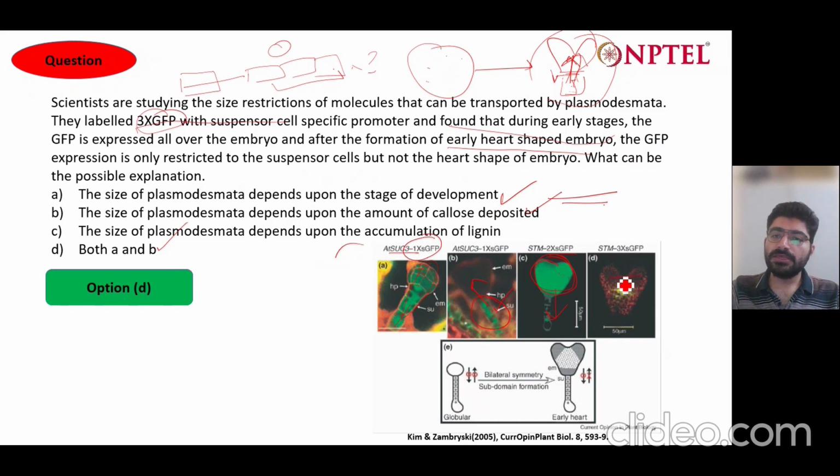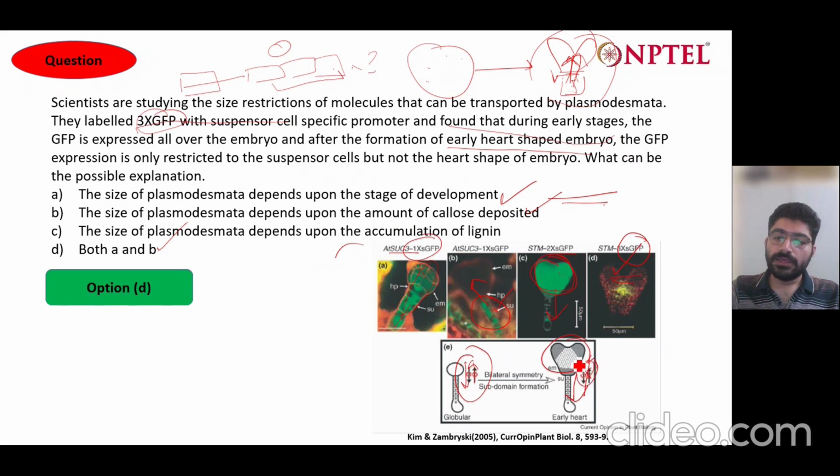And this is also the same case where we have used three times GFP in the heart shape of the embryo. So now this is the possible hypothesis that they are applying, that during the early stages, there is a movement between the upper part of the embryo and the suspensor cell. So either this way or this way, both the nutrients and particles move. But when the embryo develops and heart shape is formed, then the movement from heart shape to the suspensor cell is followed, but not to the upper side.